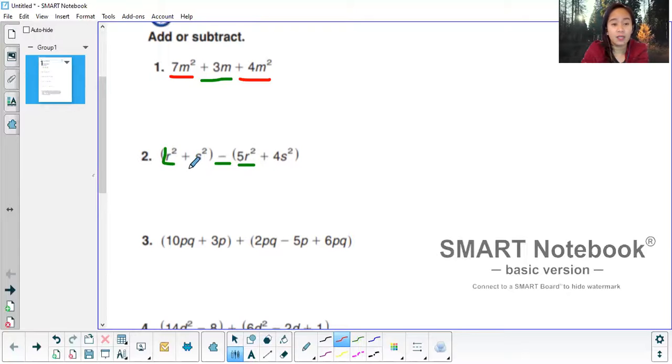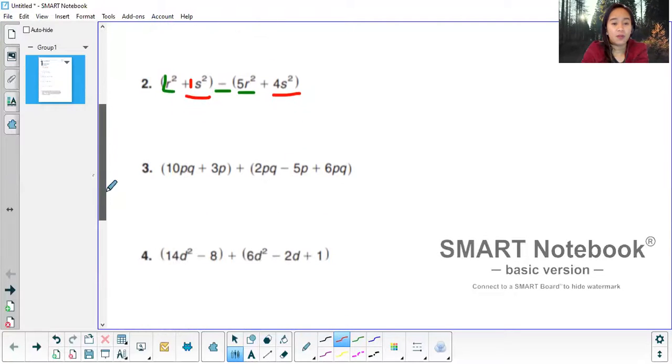And the other one has s squared, so you can combine them. So what's 1 minus 4? You write the answer, s squared. So whether it's positive or negative, take note.